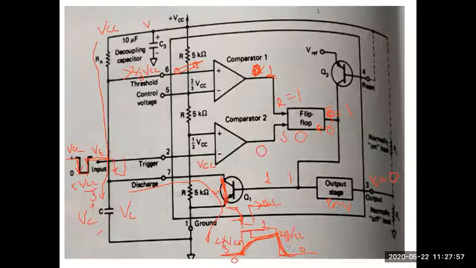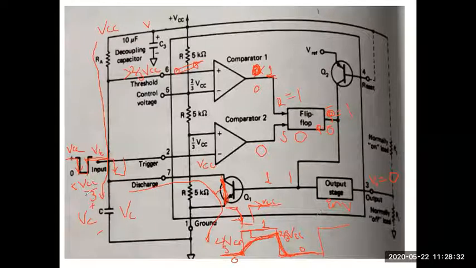So output will continue to remain. If I look at the comparator outputs, you will get 0, 0 for both, and 0, 0 means previous state, which is the 0 state. That stable state, output, capacitor voltage, everything will remain in that state. Only when the next trigger pulse comes along and that trigger pulse goes to a value less than VCC by 3, only then the output of the lower comparator will change, and again the output should go back to high state.